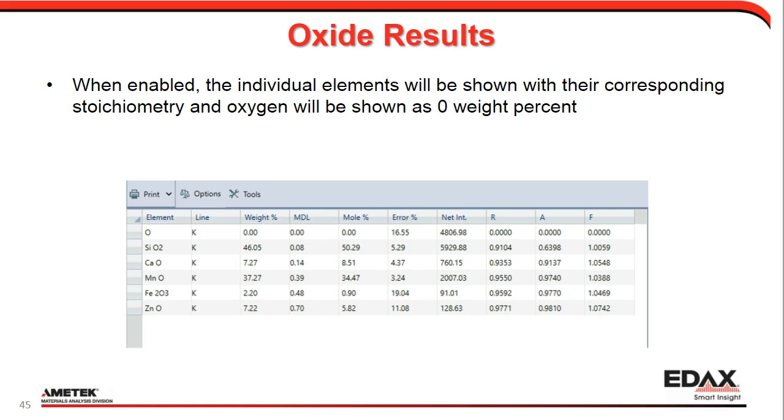There are some applications that don't want oxygen to be measured. For example, mineralogists usually don't measure oxygen directly. They would like to have the quant results shown as oxides, and oxygen is calculated based on stoichiometry. By the way, you must have oxygen identified before using oxide results.